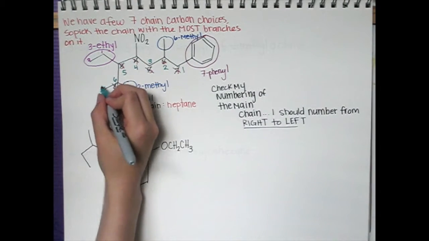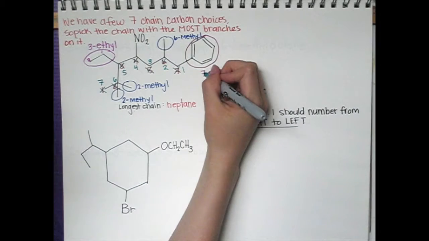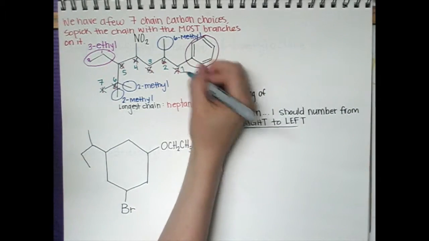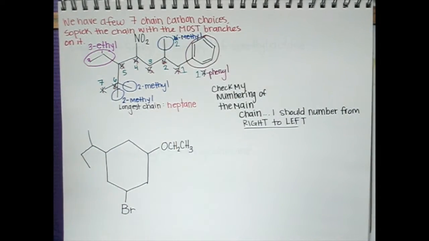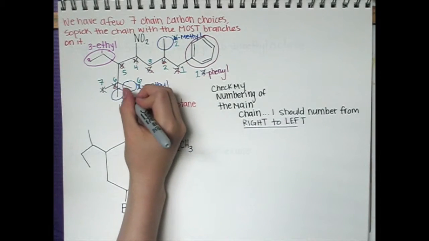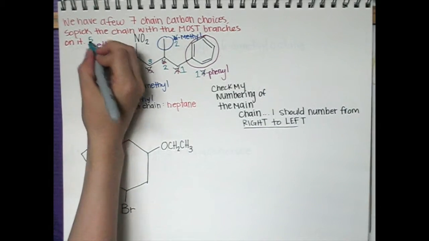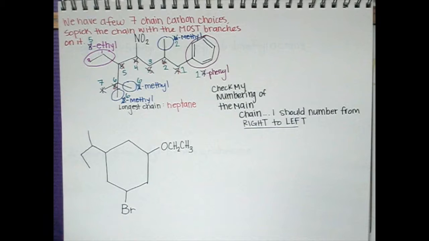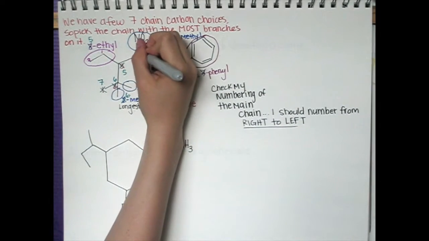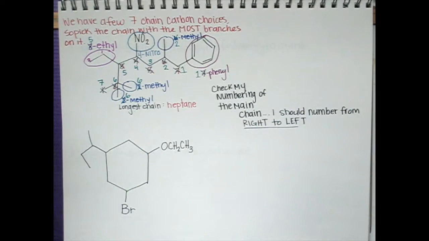And it's okay to make mistakes when you name things, just as long as you catch them. So this would actually be called 1-phenyl. That would be 2-methyl, and these would be 6 6-methyls and a 5-ethyl. Now we have a nitro group that happens at carbon number 4. Awesome. Now we just have to put all of the pieces together in alphabetical order.